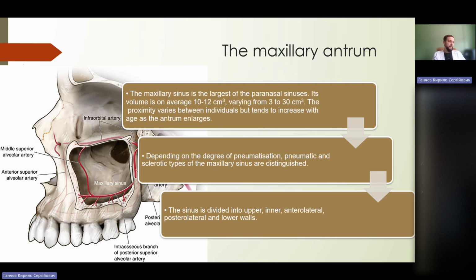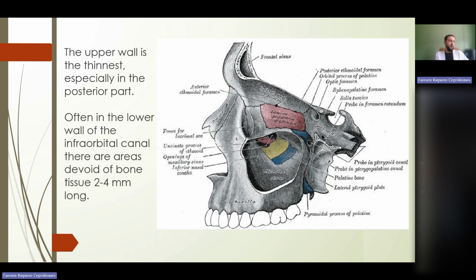Right. The sinus is divided into upper, inner, anterolateral, posterolateral, and lower walls. Everything that you already know. The upper wall is the thinnest, especially in the posterior part. And often in the lower wall of the infraorbital canal, there are areas devoid of bone tissue 2 to 4 millimeters long.